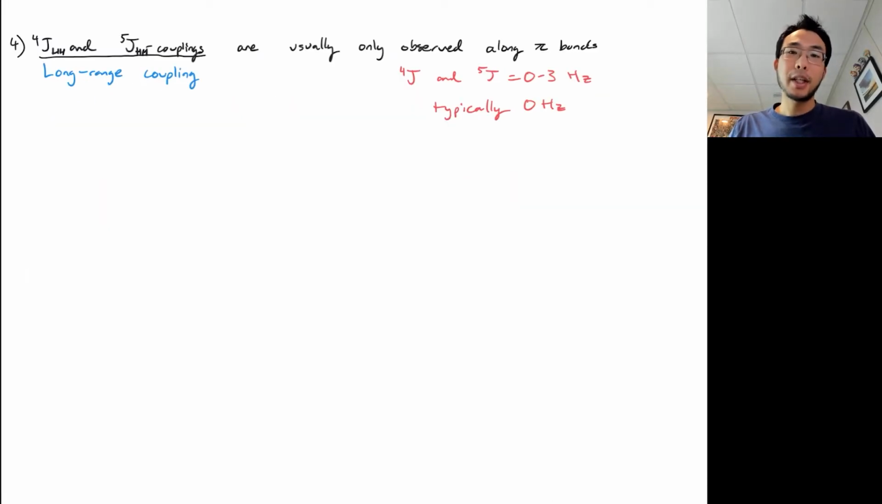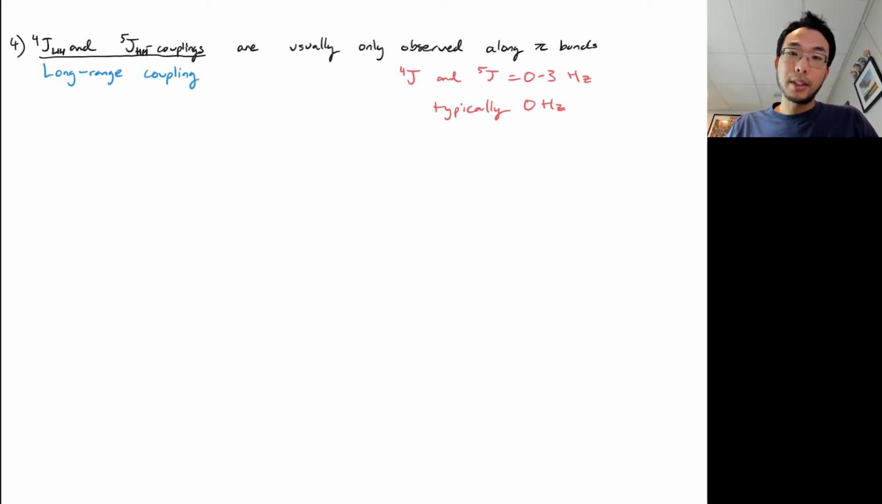So beyond 3J couplings, there are 4J and 5J couplings that are accessible to protons, but these are definitely not as common because our distances between the nuclei are starting to be too big for the effects of one nucleus to be felt by the other.